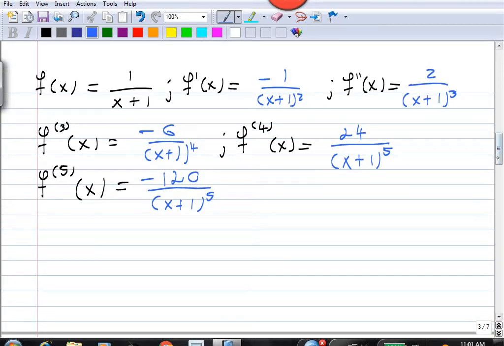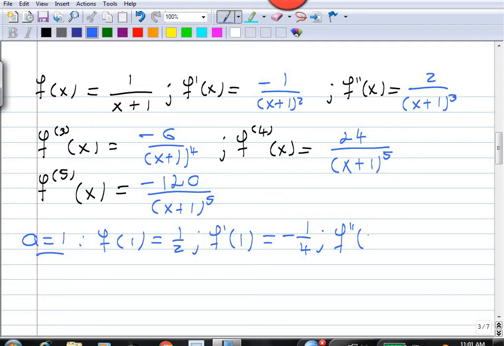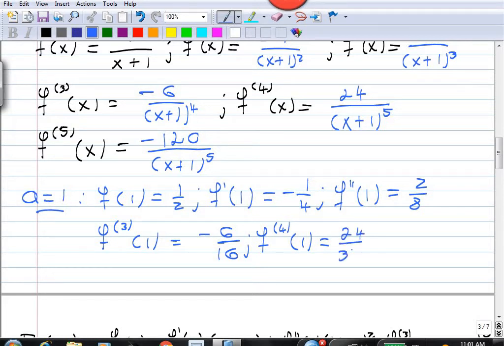Right. Now we need to evaluate all these expressions at a. Now in our case, a is equal to 1. So we need f at 1, which is a half. We need first derivative of f at 1, minus a quarter. Second derivative of f at 1, 2 over 8. Third derivative of f at 1, minus 6 over 16, fourth derivative of f at 1, 24 over 32, and lastly the fifth derivative of f at 1, minus 120 over 64.